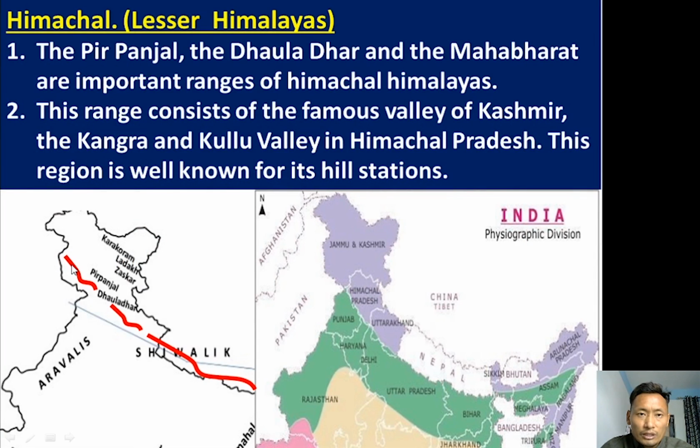In Himachal Himalaya we have many small ranges, such as the Pir Panjal range in Jammu and Kashmir, the Dhauladhar range, and the Mahabharata range. These are some of the prominent ranges of the Lesser Himalayas. This range consists of most of the famous valleys such as the Kashmir Valley, the Kangra Valley, and the Kulu Valley in Himachal Pradesh. This region is also well known for hill stations like Dalhousie, Dharamshala, and Shimla. All these hill stations are also located along the Himachal Himalaya.